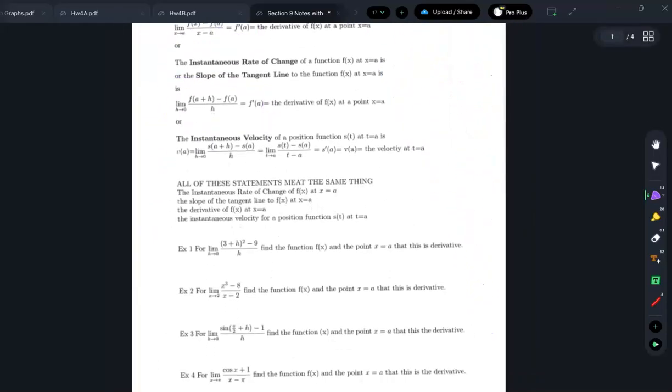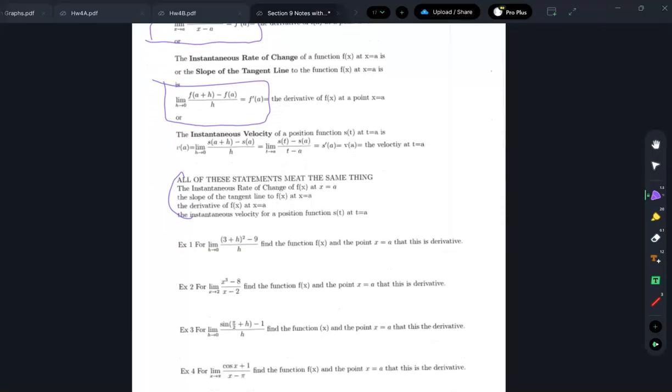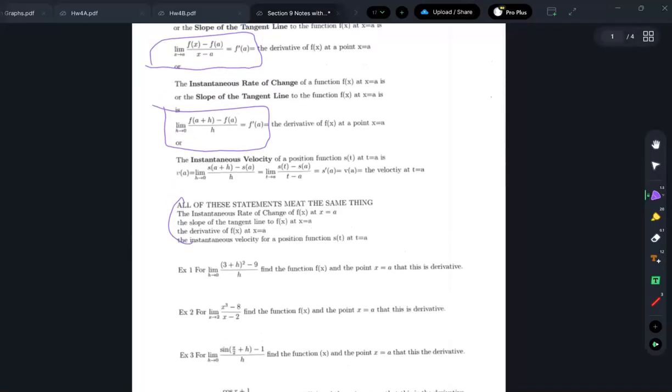So these questions down here, I want you to know that all these things are the same thing: instantaneous rate of change, slope of the tangent line at x equal a, derivative at x equal a, and instantaneous velocity for a position function. So this is like a Jeopardy question. I've plugged something into the derivative, either this one or this one, to get this.